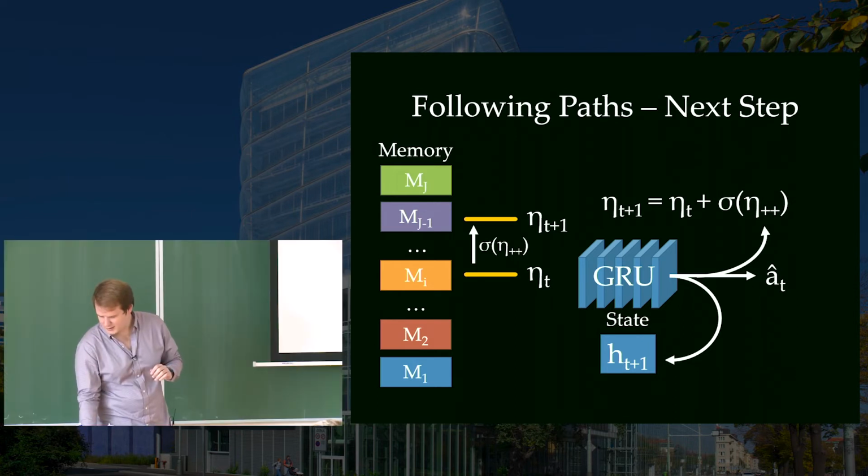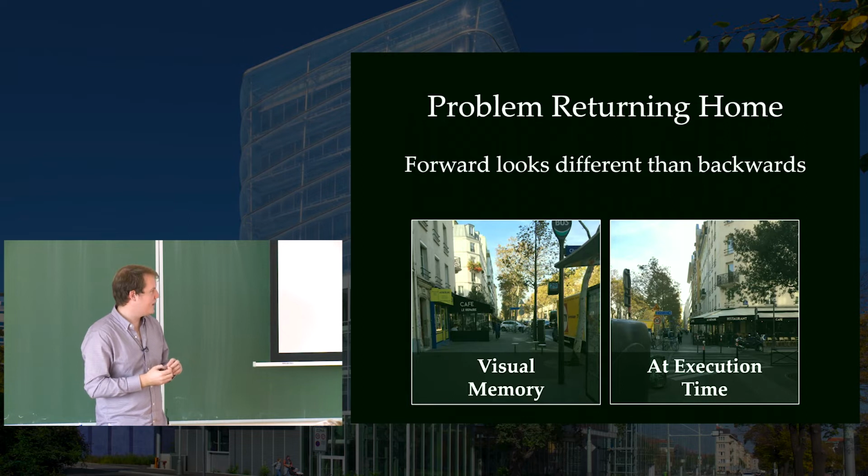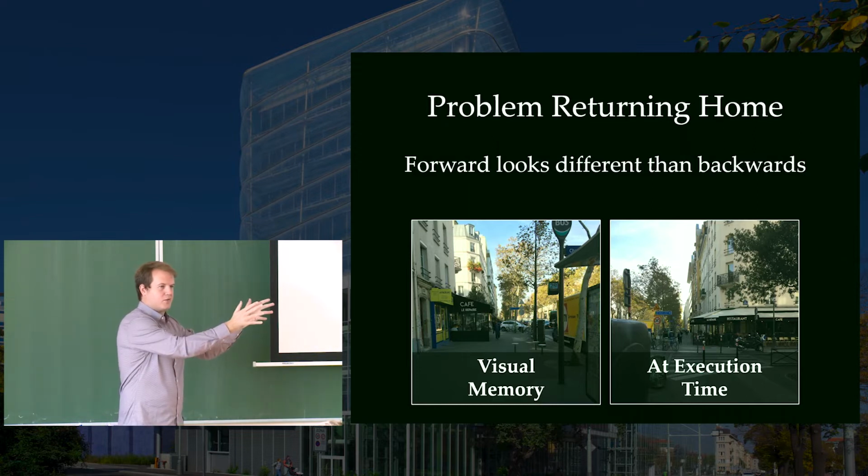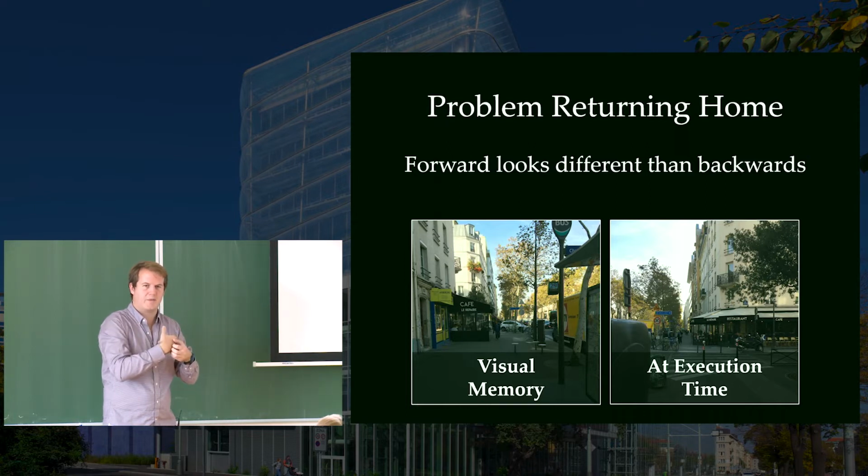OK, so then I can show some results. But the one little detail I have to show is that actually returning home is kind of difficult because the visual features look different. So if you go forward past this restaurant, it looks different than going backwards. And so there's something which we have to do.